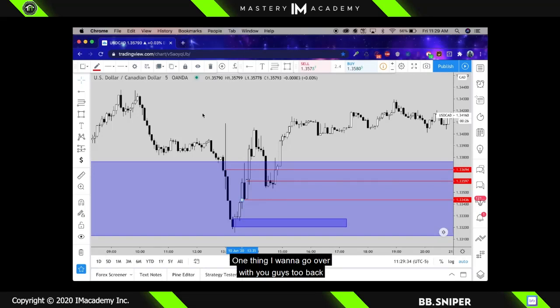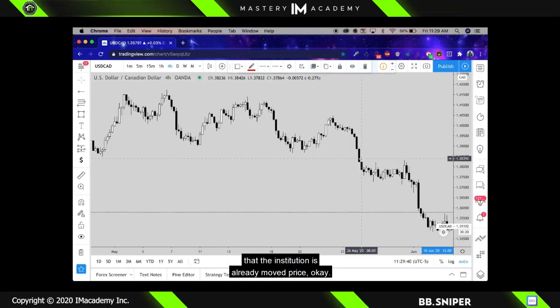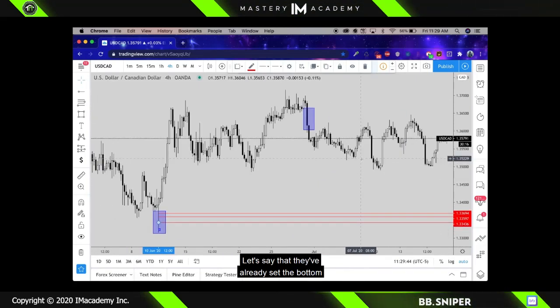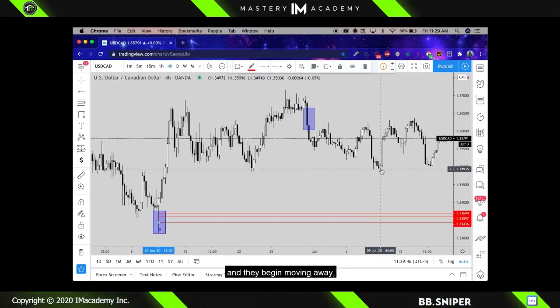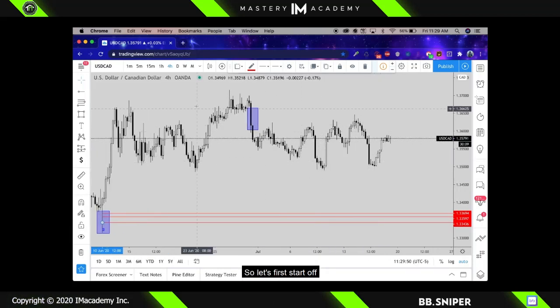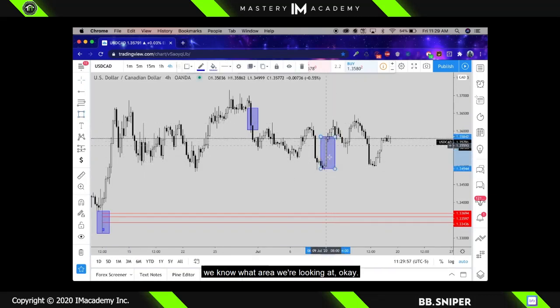One thing I want to go over with you guys too, back to the higher time frame real quick, that 4 hour. Okay, so let's say that the institution has already moved price. Let's say that they've already set the bottom and they begin moving away. This area right here, right? Big bodied candle. So let's first start off by identifying this big bodied candle. We're going to highlight that out, so as we drop into lower time frames, we know what area we're looking at.